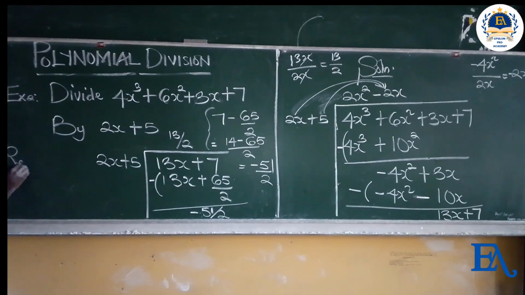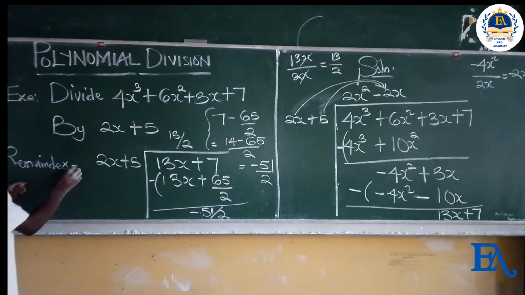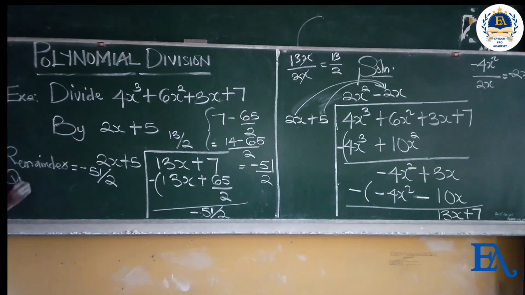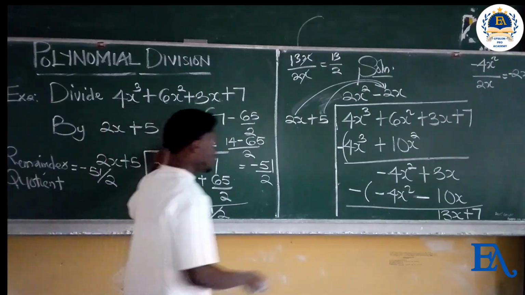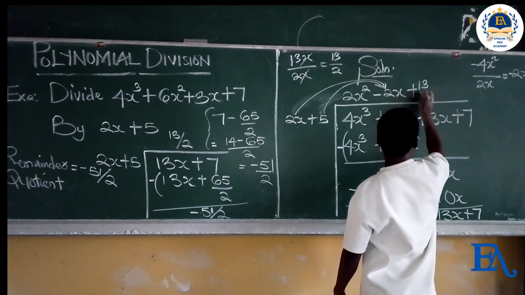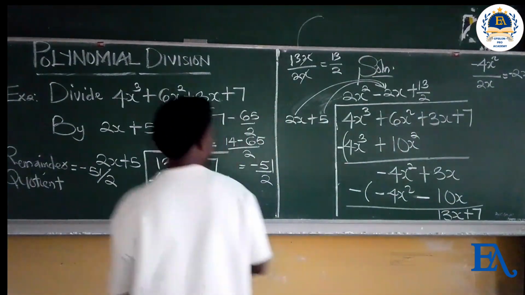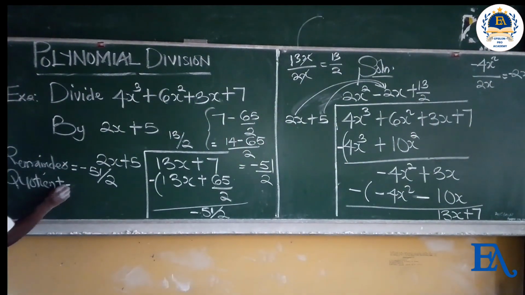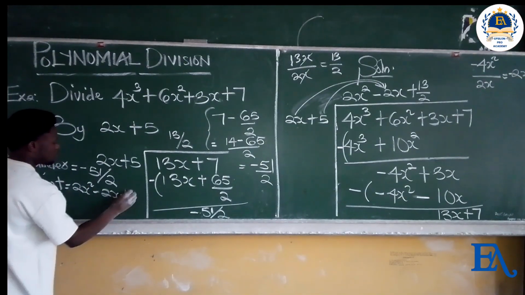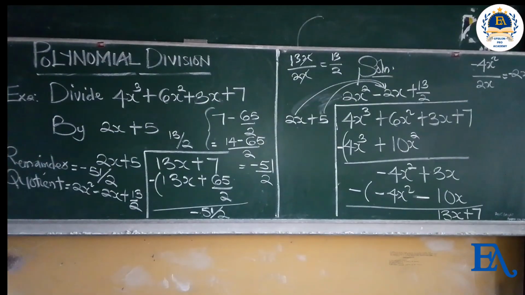So the remainder is equal to minus 51 over 2, and the quotient is going to be added here, which is plus 13 over 2. So the quotient is 2x squared minus 2x plus 13 over 2. That is the quotient. The quotient is this and the remainder is this.